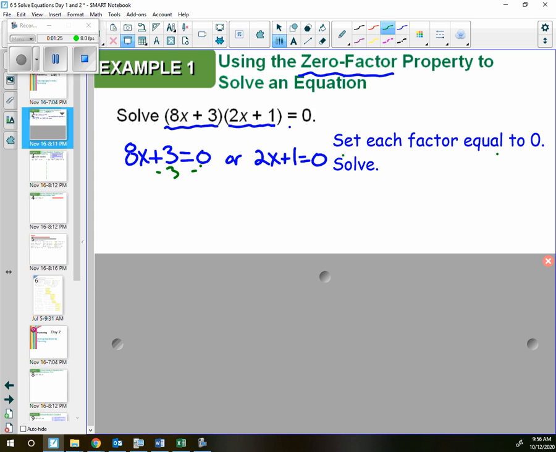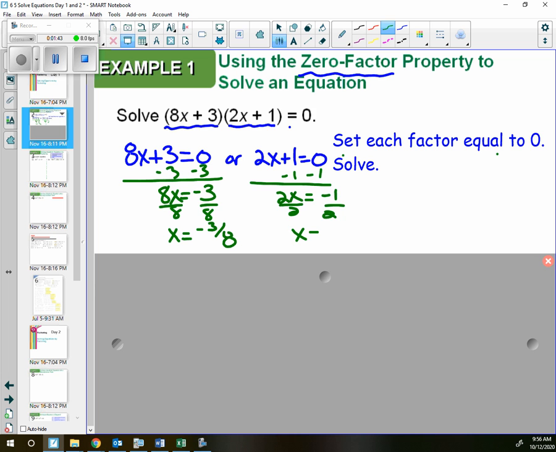So for the first one, go ahead and do your solving here. You can pause the video and do that. We're going to subtract the 3 first, then divide by 8. So we get x equals negative 3/8. They do not have to be whole numbers, remember. And then the second one, we're going to subtract 1 first, and then divide by 2. So x equals negative 1/2.